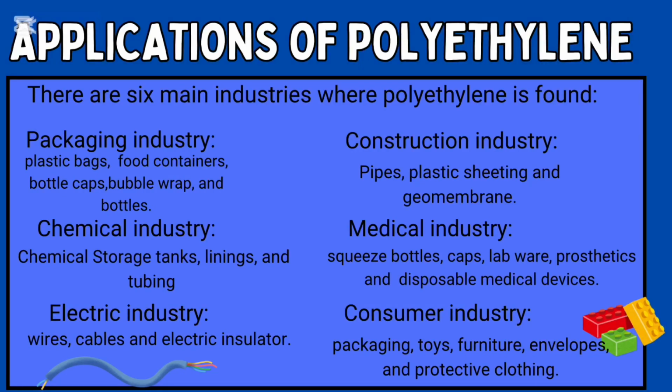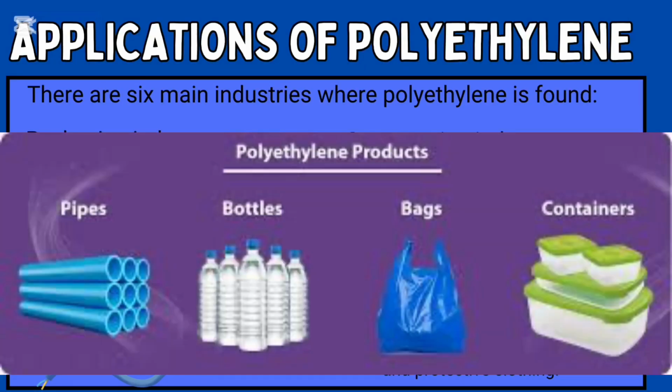Next, there is the construction industry, with the objects pipes, plastic sheeting, and geomembrane, as well as the chemical industry, which includes chemical storage tanks, linings, and tubing. There is also the medical industry with squeeze bottles, caps, labware, prosthetics, and disposable medical devices. An electric industry with only wires, cables, and electric insulators. And lastly, the consumer industry, which includes packaging, toys, furniture, envelopes, and protective clothing. They all fit into different categories and are applied to polyethylene.